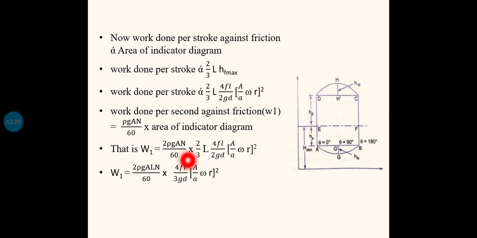That is W1 equal to, since it is a double acting pump, here we have to multiply 2 rho g n by 60. Sorry, this is a mistake. Here we have to multiply 2 rho g n by 60 into the area of the indicator diagram. So W1 equal to 2 into rho g n by 60 into 2/3 into L into 4FL by 2GD into (A by A omega R) whole square. Therefore W1 equal to 2 rho g L n by 60 into 4FL by 3GD into (A by A omega R) whole square. We have seen it in the earlier case also. The only difference is here a 2 is coming, all other terms remain the same as in the earlier case.